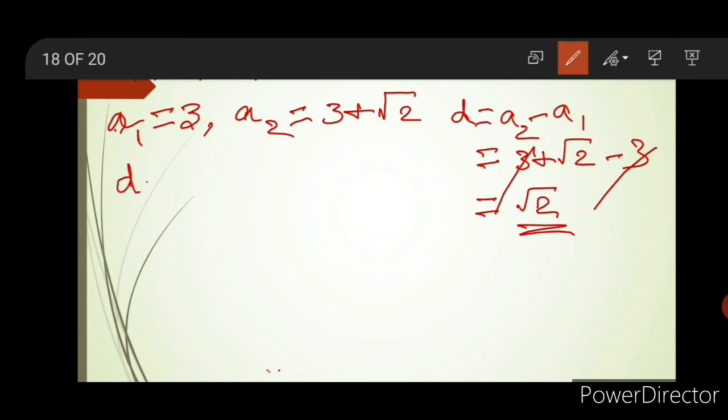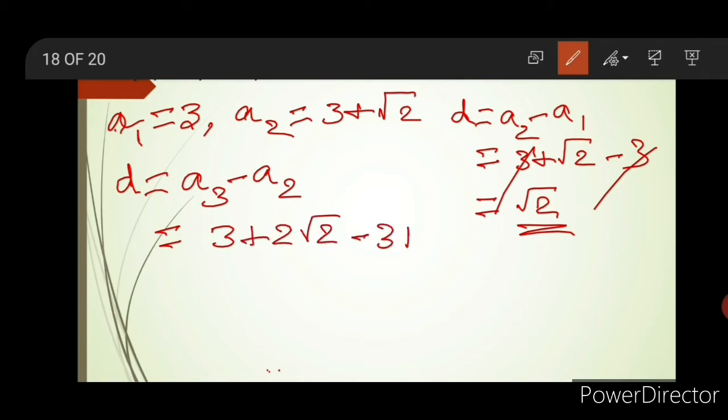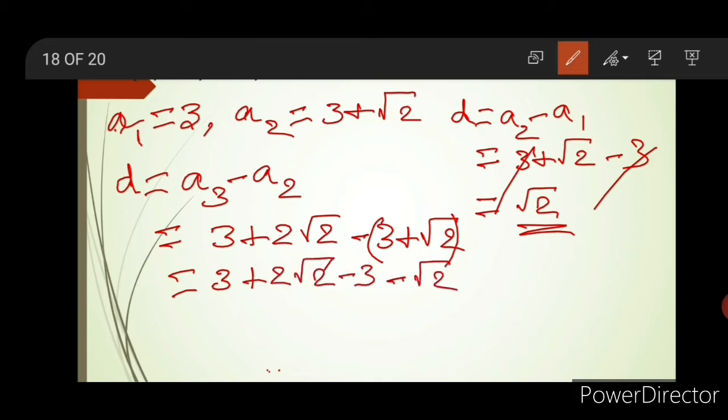Similarly, d is equal to a3 minus a2. a3 is given. What is a3 in this problem? a3 is equal to 3 plus 2 root 2 minus a2, which is 3 plus root 2. On simplification, we have to put the bracket here. So 3 plus 2 root 2 minus 3 minus root 2. On simplification, we will get plus 3 minus 3 gets cancelled. 2 root 2 minus 1 root 2.